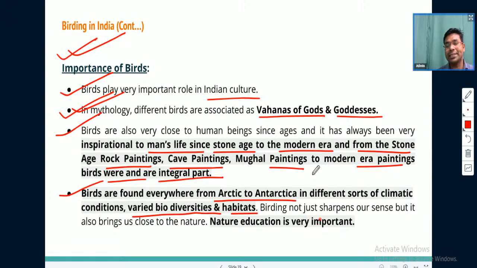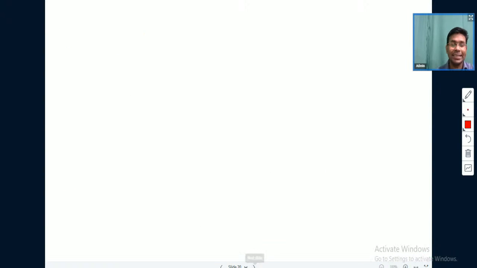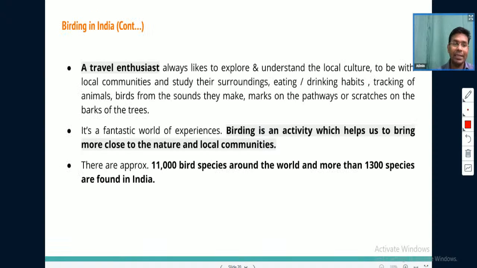Birds not just sharpen our senses, but also bring us closer to nature. Nature education is very important. So this is the importance of birds. We will understand a little more.